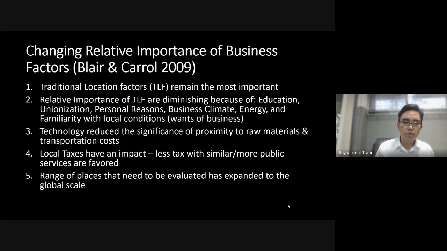And then finally, the range of places that need to be evaluated has expanded to the global scale. So in the Philippines, I'm not sure if we have any global level industries.